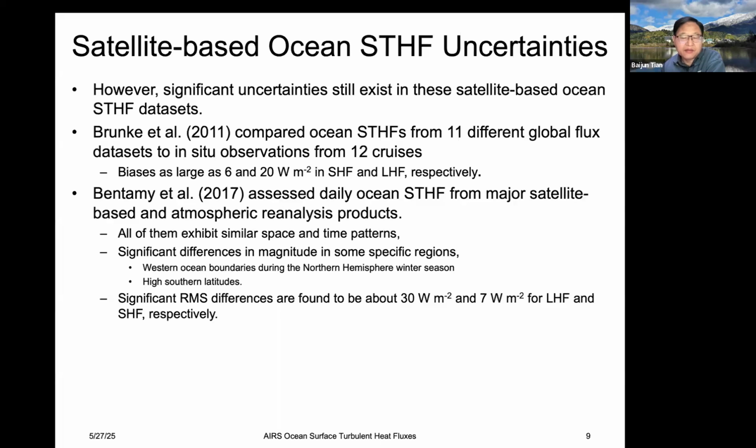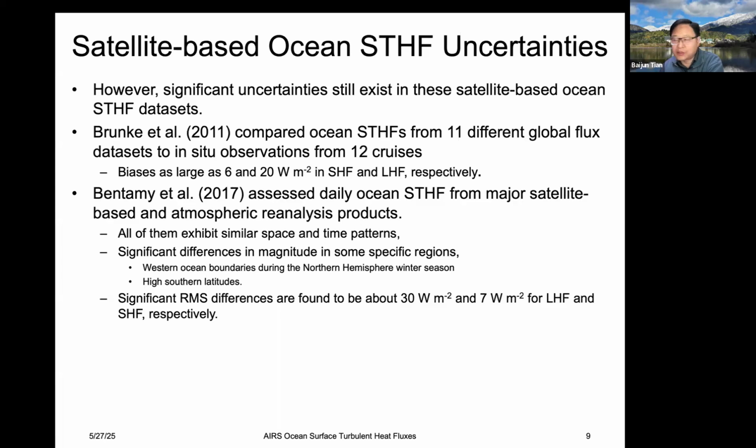However, a lot of studies have compared the satellite ocean surface turbulent fluxes, and lots of differences and significant uncertainty still exist among those satellite datasets. For example, Brunke et al. 2011 compared ocean surface turbulent flux from 11 different global flux datasets, and they found the bias can be as large as 6 and 20 watts per meter squared for sensible flux and latent flux respectively.